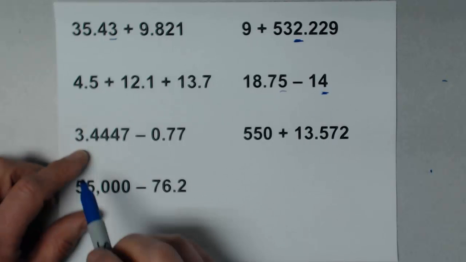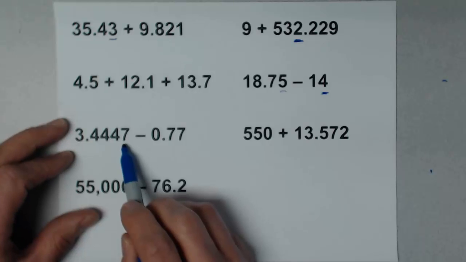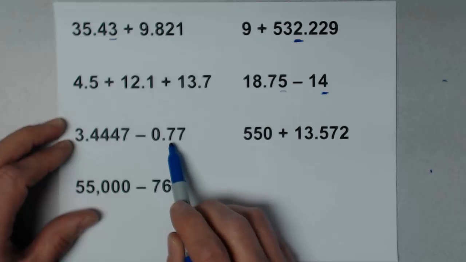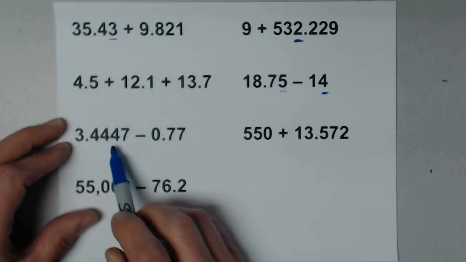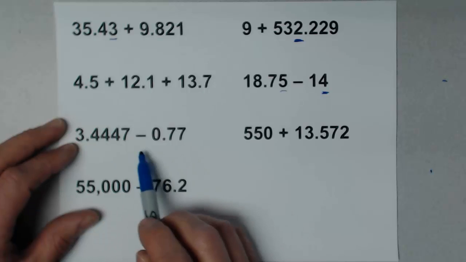Look at this. This one is good to the nearest 10,000th, but this one's only good to the nearest hundredth, and so I'll only have two numbers after the decimal point in the result of this subtraction here, so to the nearest hundredth.